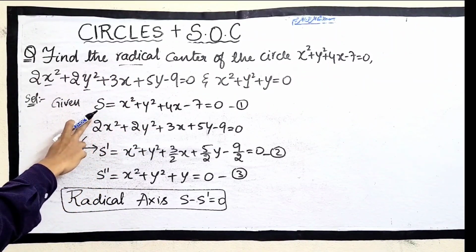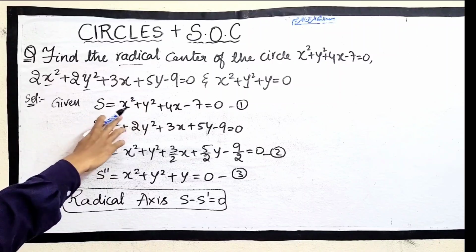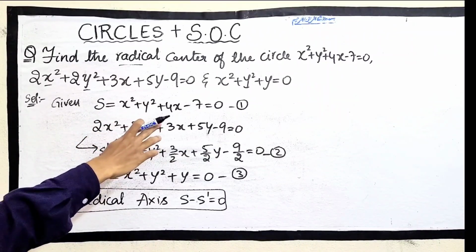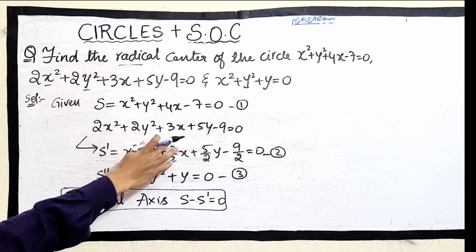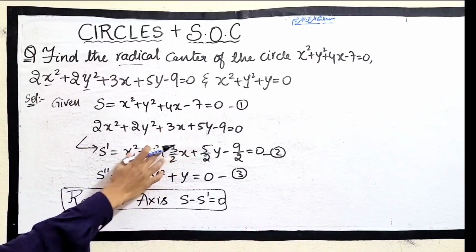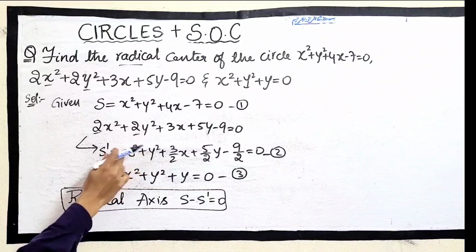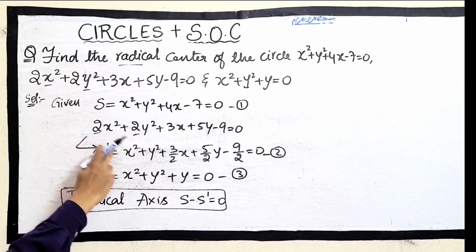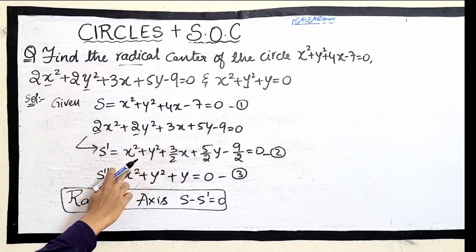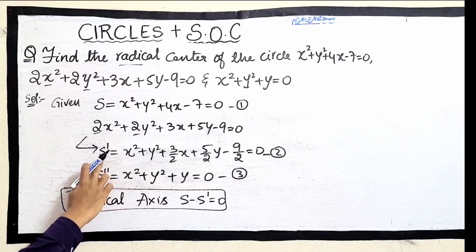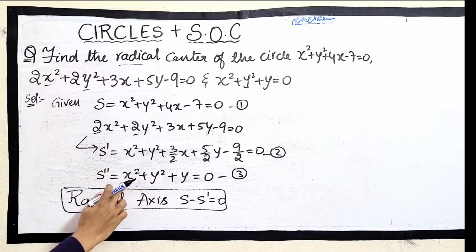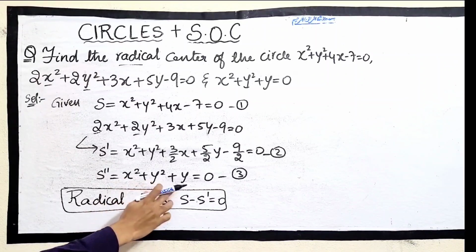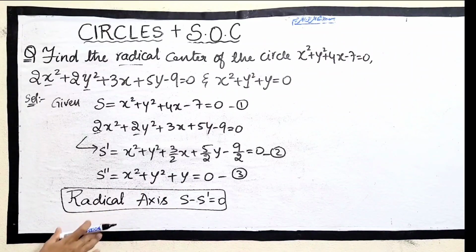So the first step is to write S equals x square plus y square plus 4x minus 7 as the first equation, and the second equation is 2x square plus 2y square plus 3x plus 5y minus 9, where the coefficient is 2 and 2 for x square and y square. You just reduce it by dividing the complete equation by 2, so we will get S dash as the second equation. For the third equation, as the coefficients of x square and y square are 1 and 1, you can simply name it equation 3.